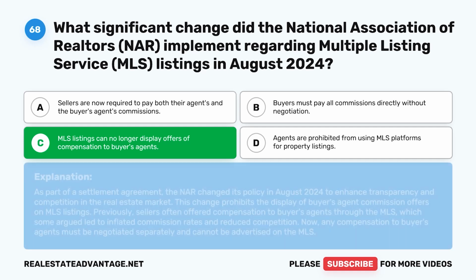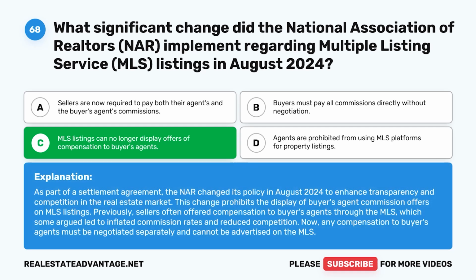As part of a settlement agreement, the NAR changed its policy in August 2024 to enhance transparency and competition in the real estate market. This change prohibits the display of buyer's agent commission offers on MLS listings. Previously, sellers often offered compensation to buyer's agents through the MLS, which some argued led to inflated commission rates and reduced competition. Now, any compensation to buyer's agents must be negotiated separately and cannot be advertised on the MLS.